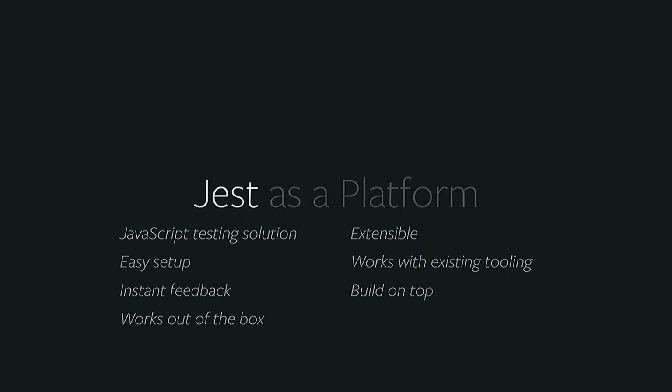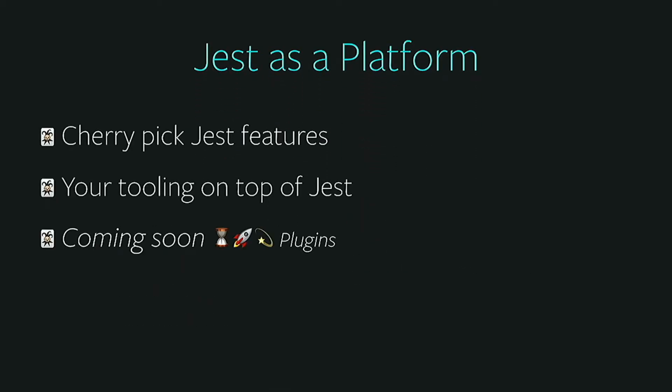So now that we all know about Jest, let's start talking about the platform aspect of it. And for this, we're going to be looking at it from a couple of different perspectives. The first one is to be able to cherry pick specific features of Jest and use them as standalone packages. The second one, which we'll talk more about later, is to be able to put your tooling on top of Jest. And this allows us to leverage Jest features and its infrastructure. And the third one is a couple of things that are coming down the pipeline, specifically plugins. We'll talk about them at the end.